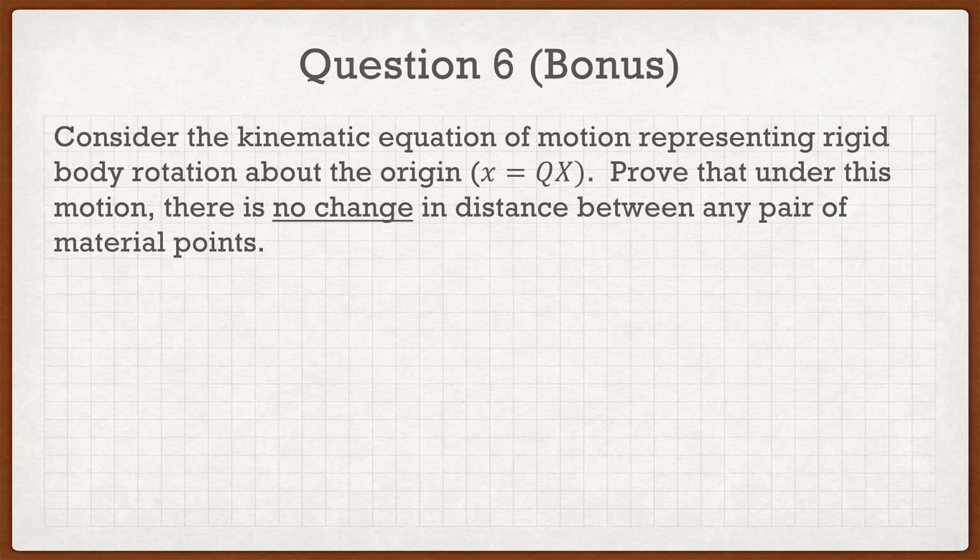So question number 6 says, consider the kinematic equation of motion representing rigid body rotation about the origin. So x is equal to Q times big X, where Q is that nice rotation matrix. And it says, prove that under this motion there is no change in distance between any pair of material points. And of course this makes sense. If I take an object, let's say a nice big giant cube, and I rotate it, well, the 2 points on the cube aren't going to change their distance because I'm not compressing the cube, I'm not stretching the cube, I'm just simply rotating it.